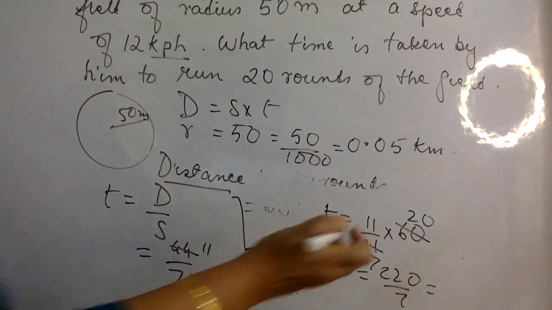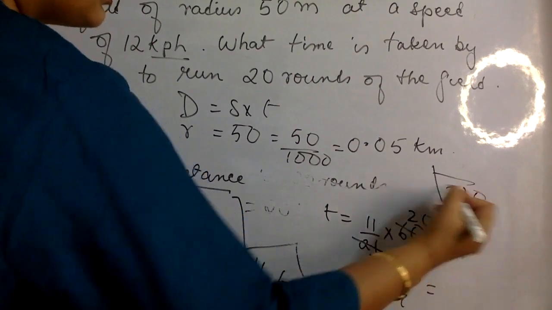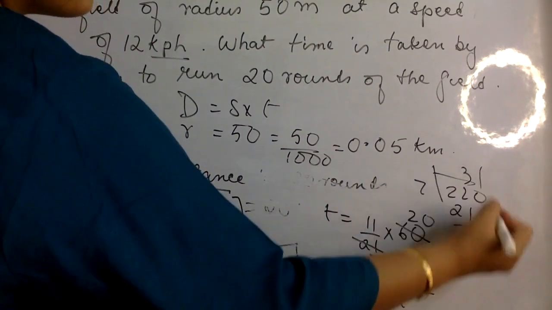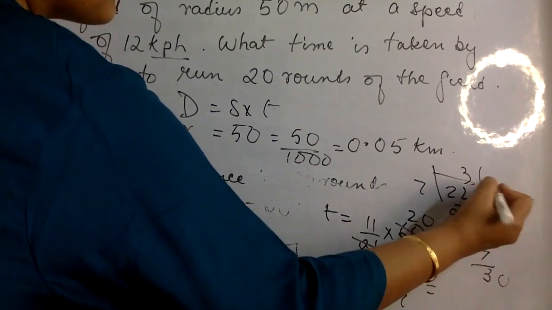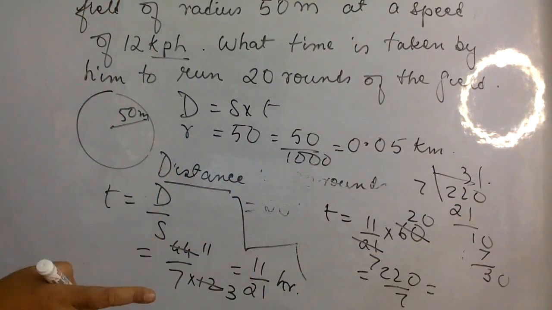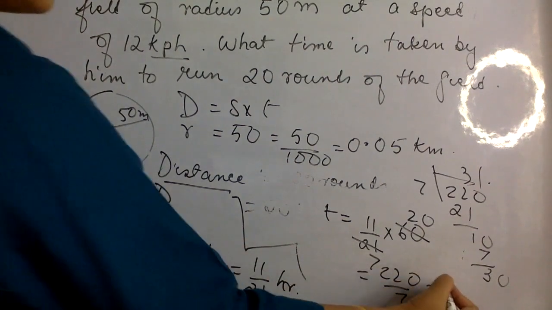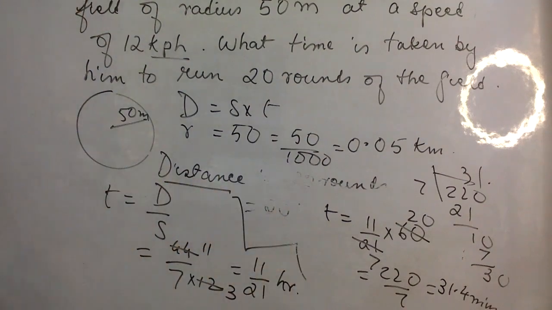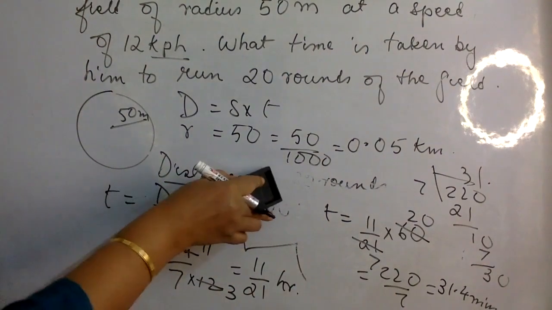220 by 7 is how much? 220 by 7, 3s are 21, 1 0, that is 31.4 minutes. So that gives me 31.4 minutes. Okay, so that finishes my sum.